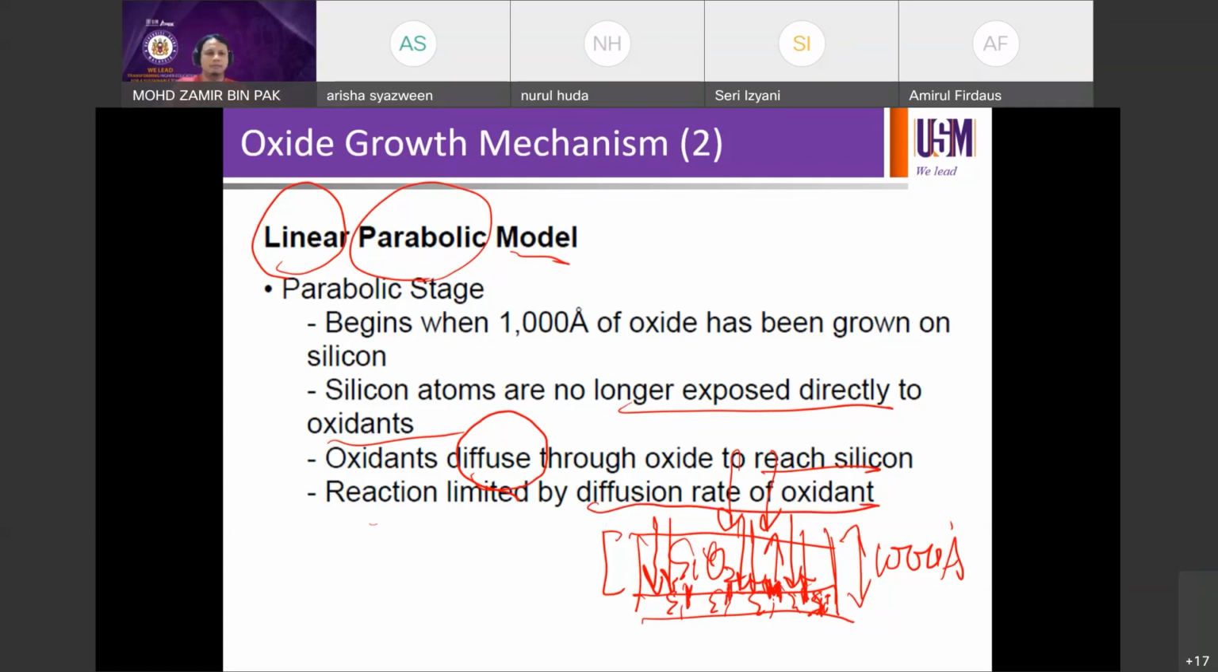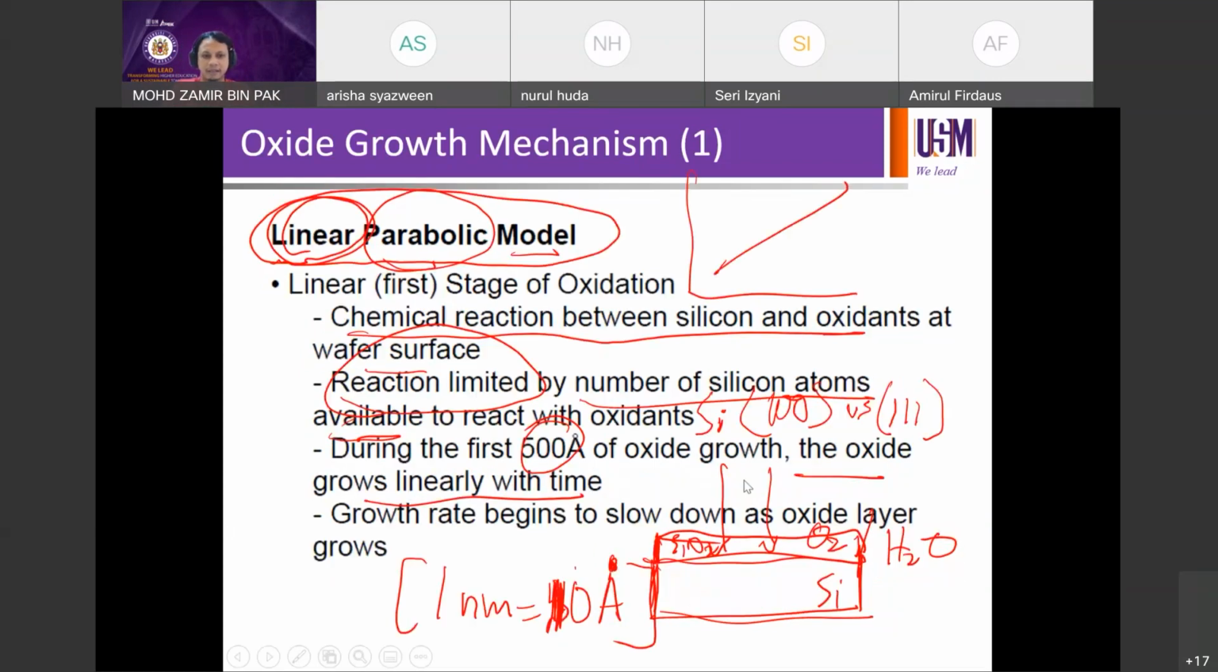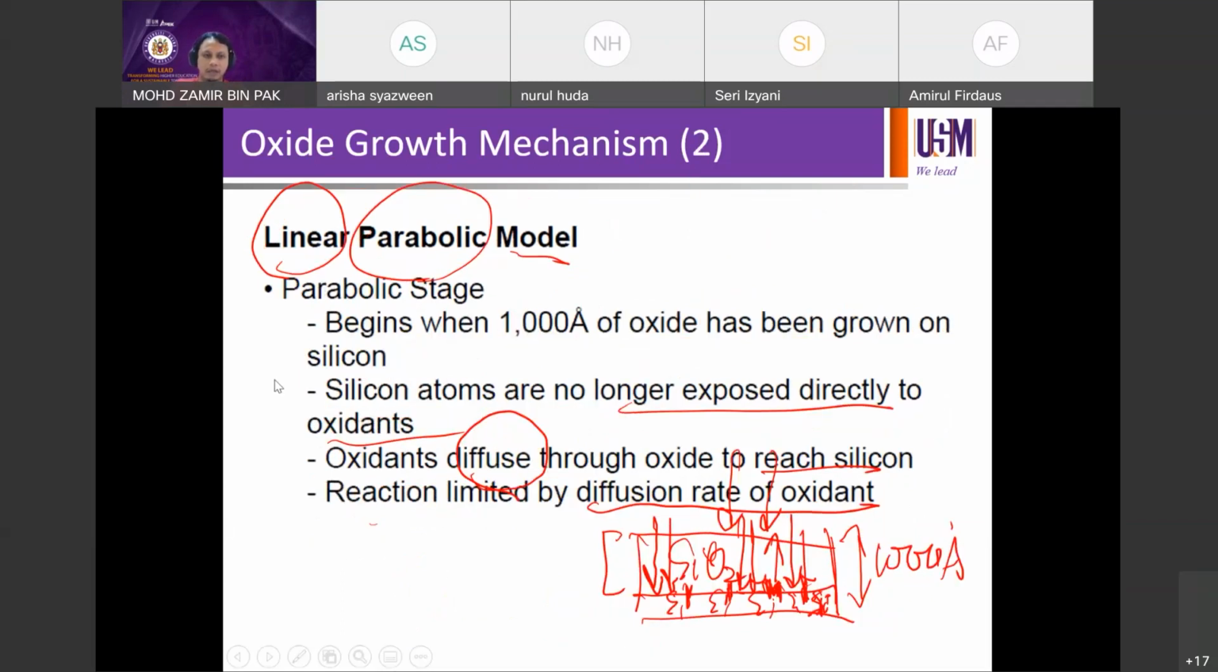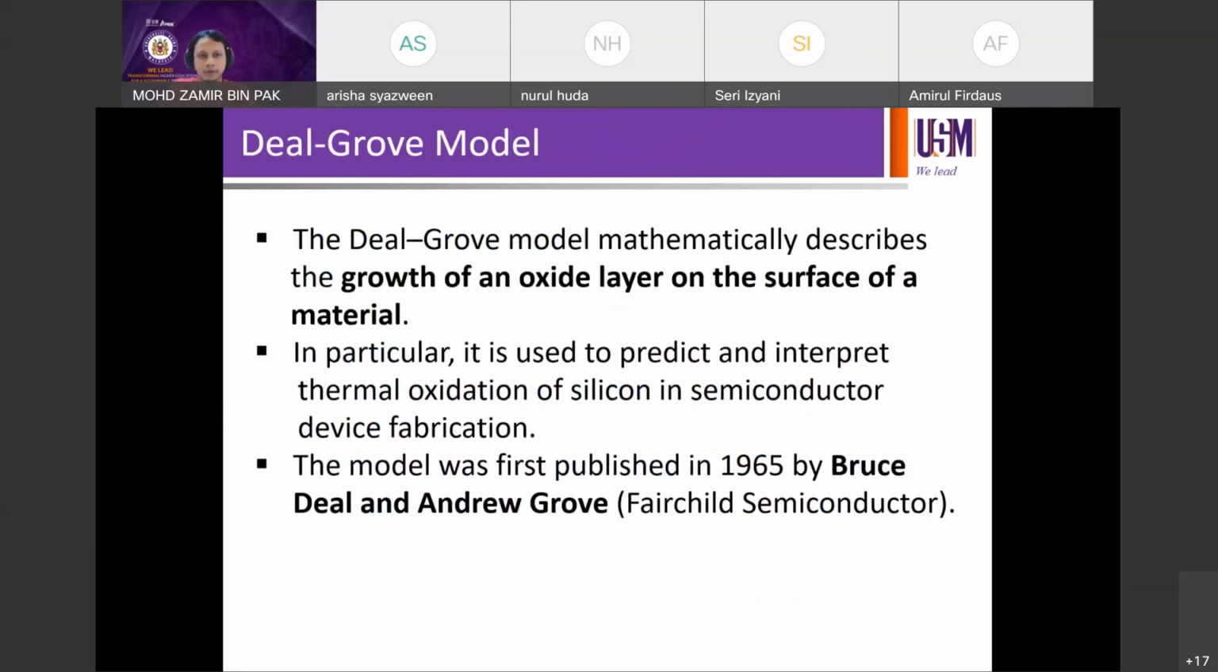Remember, the first one is now the linear part. The reaction is limited by the silicon atoms available on the surface because they are there already on the surface, right? We're waiting to do the reaction. On the other hand, in this parabolic stage, the oxidants need to diffuse through the oxide first to be able to form or continue the growth process. Now the reaction is limited by the oxidants' diffusion rate through the oxide. Okay, that's why we have the linear and parabolic parts.